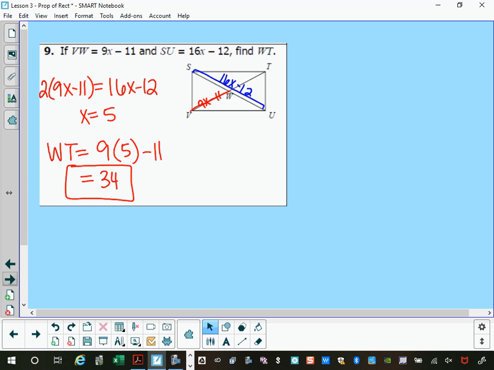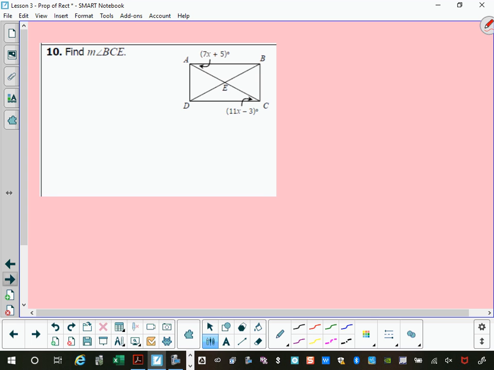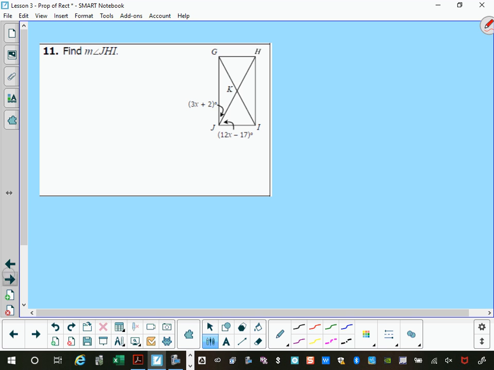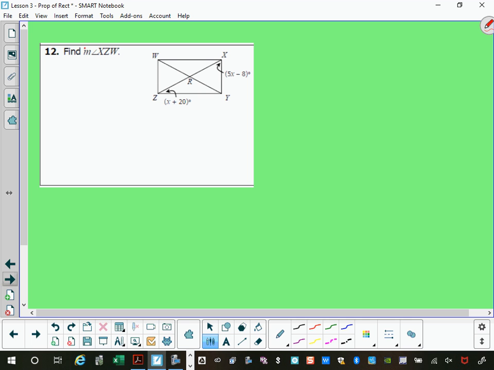All right, I want you to work on 10, 11, and 12. I want you to make these changes. On 10, I want you to find x. On 11, I want you to find x. And on 12, I want you to find x. So you're not finding the angle. We're starting simpler. I want you to find what x is first. So 10, 11, and 12. Do not do 13. Let's do 6 minutes for those, and then I'll go over the answers on the document.